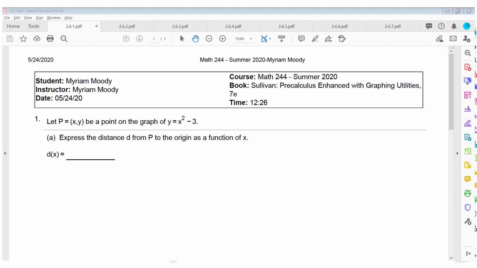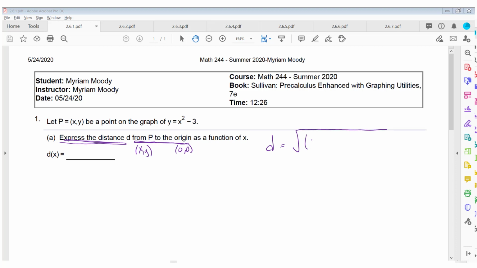Okay, so look at part A. Part A asks us to express the distance d from P to the origin. And I know the last part says as a function of x, but they want us to express the distance from P to the origin. So first things first, we need to remember what the distance formula is between 2 points. Because technically, P is a point, which is (x, y), and the origin is a point, which is (0, 0). So, do you remember the distance between 2 points? If you don't, here it is.